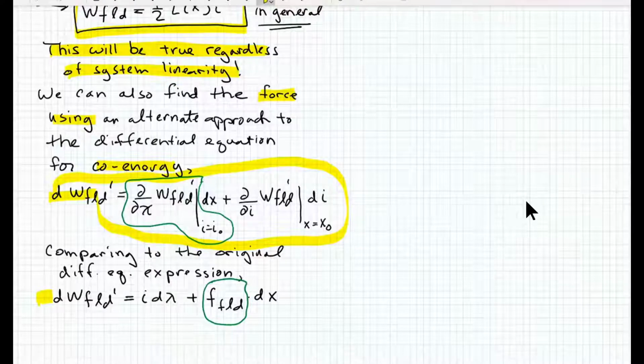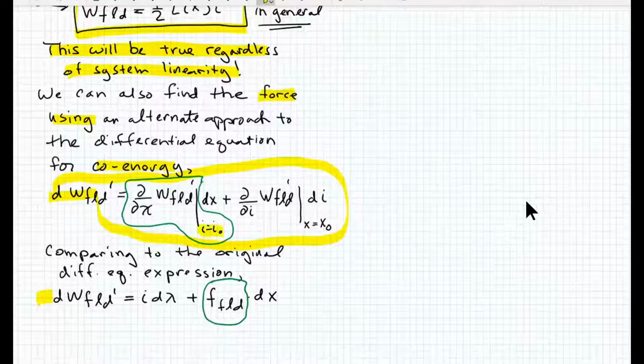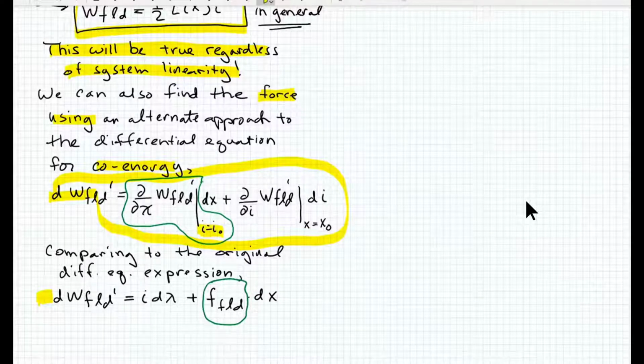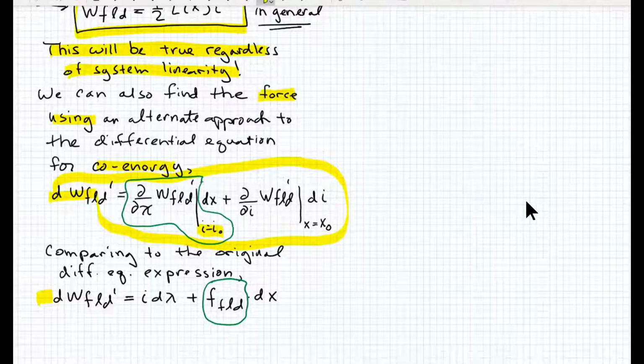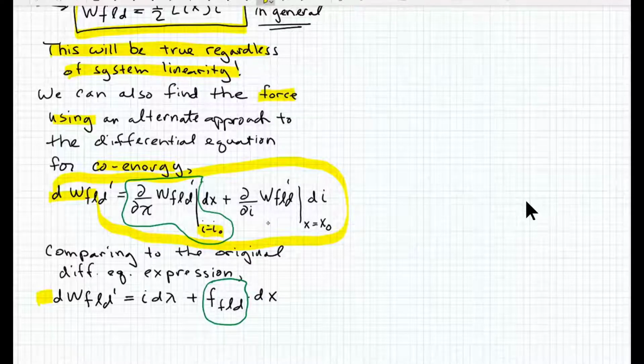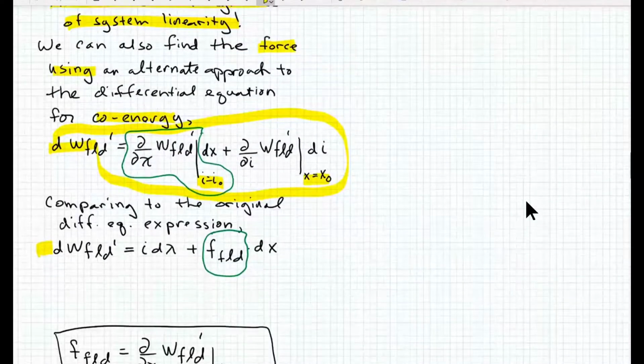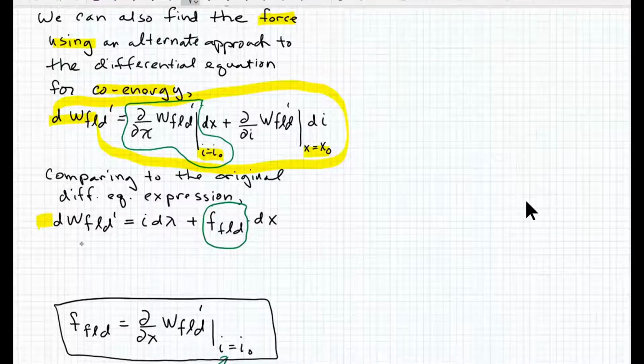So the partial derivative of the co-energy with respect to position can be evaluated, but the very important point is it must be at a specific value of current. So this becomes a constant, a coefficient. And then we can do the same if we want the partial derivative of the co-energy with respect to current at a specific x. We did this last time, but it was flux, not current.